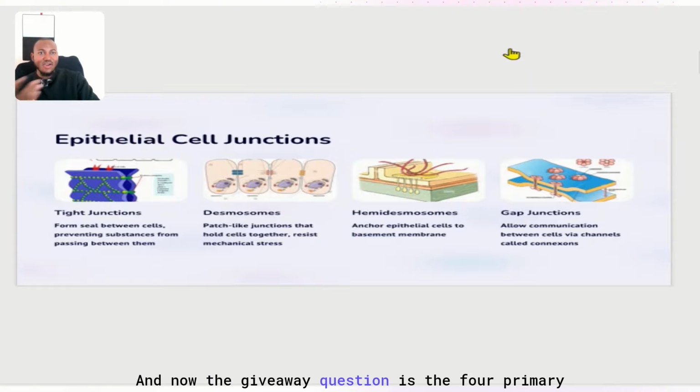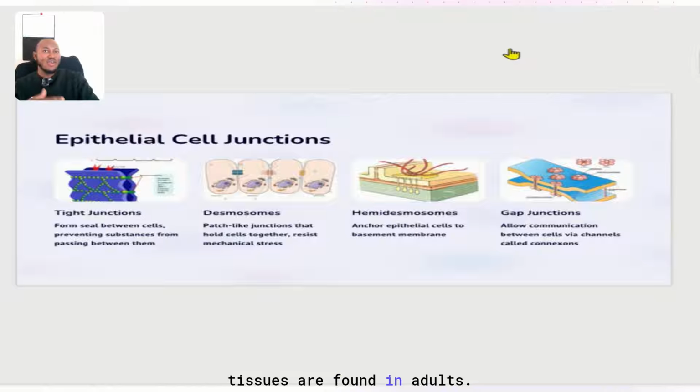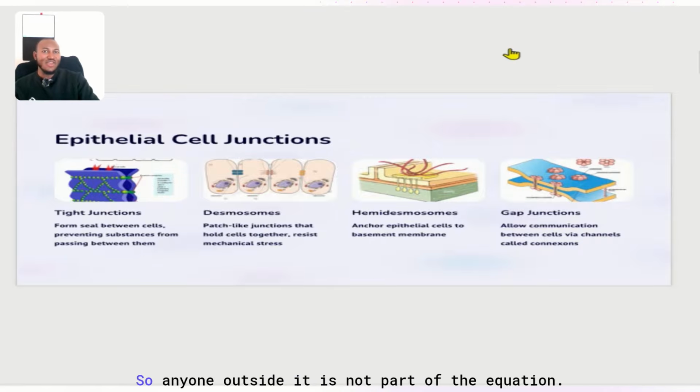And now the giveaway question is, the 4 primary tissues found in adults include all of the following except. We know the 4 primary tissues are connective, nervous, epithelial, and muscular. So anyone outside it is not part of the equation.